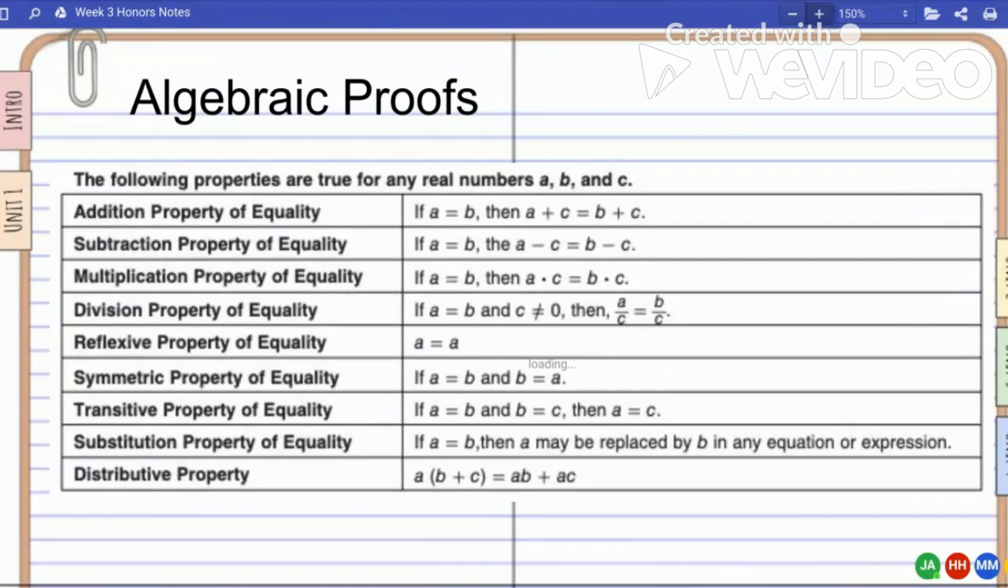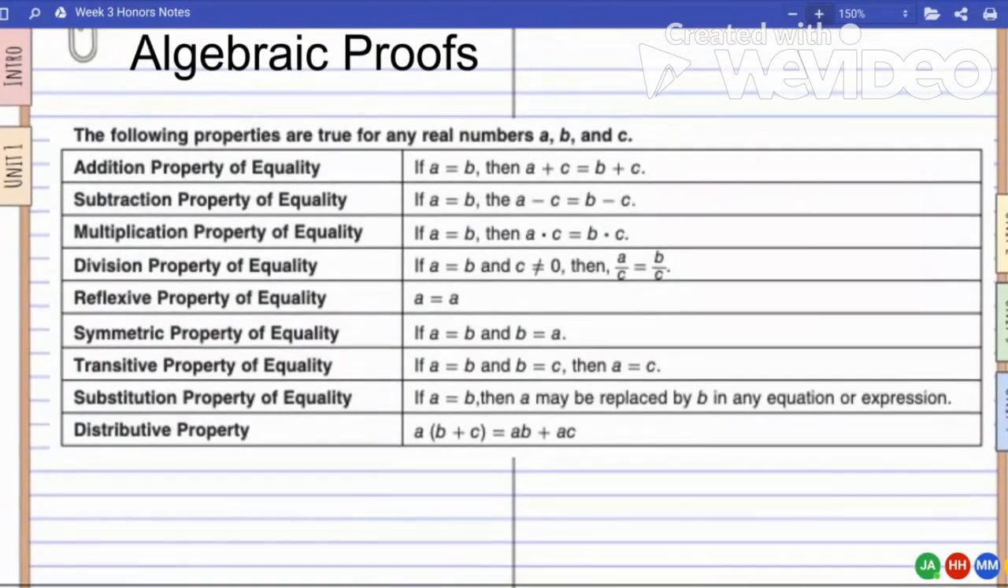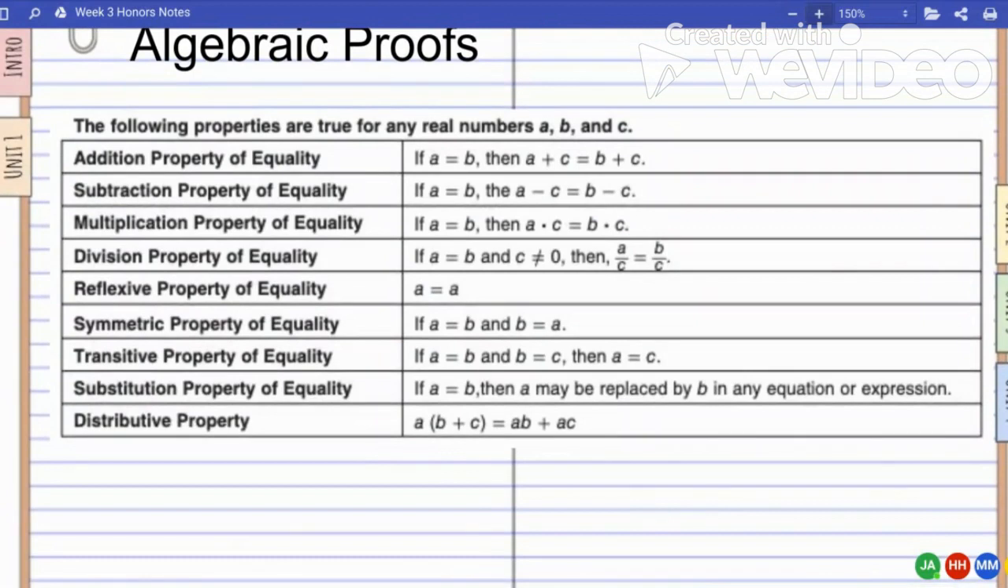Well, I wanted to remind you guys of your algebra stuff. So we have addition property. That's just when you add something to both sides of the equal sign. Okay, subtraction is when you subtract something from both sides of the equal sign. Multiplication is when you multiply both sides of the equal sign. Division is when you divide both sides of the equal sign.